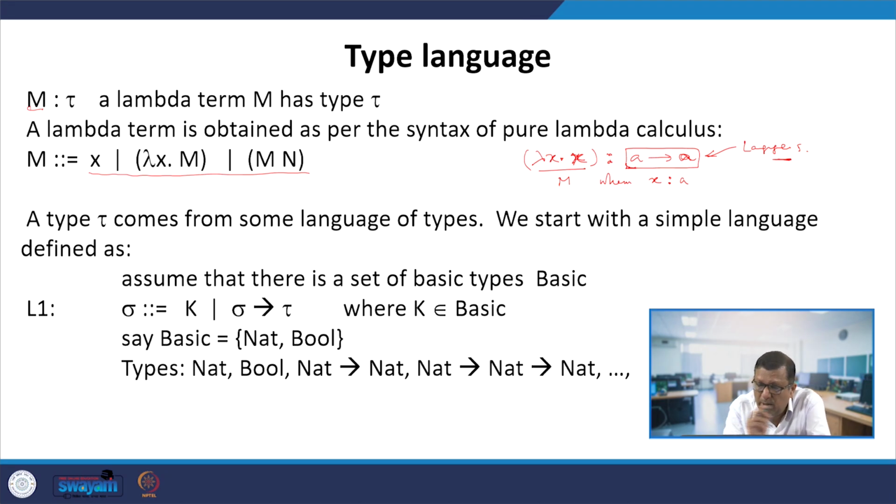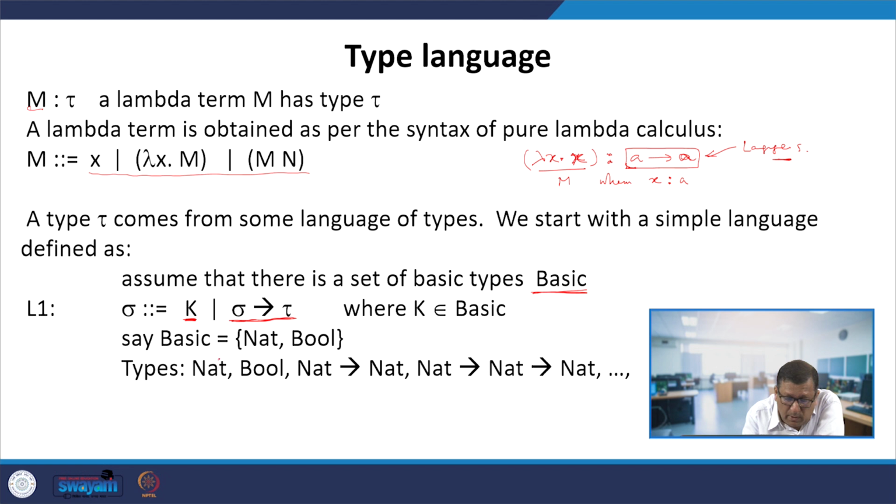So, we start with a very simple language that is defined in this way. First, let us assume that we have a set of basic types that we denote by basic. So, an element of this basic set is a type, a basic type. And we say if sigma and tau are types, so is sigma arrow tau. This is the grammar of this language. Earlier we discussed that we can broadly classify types into two kinds, one is a basic type and the other is a composite type. So, this is the basic type and this is the composite type.